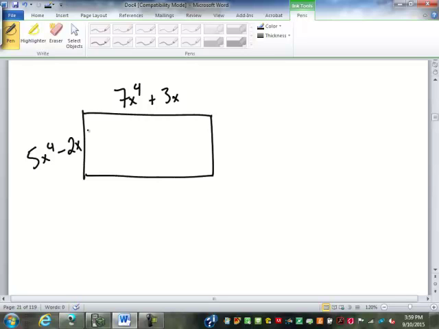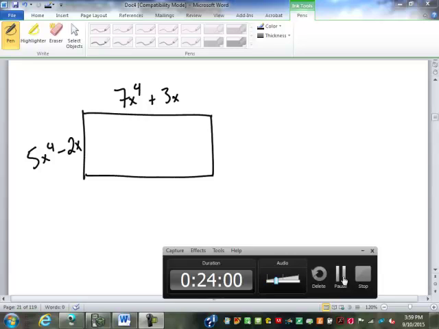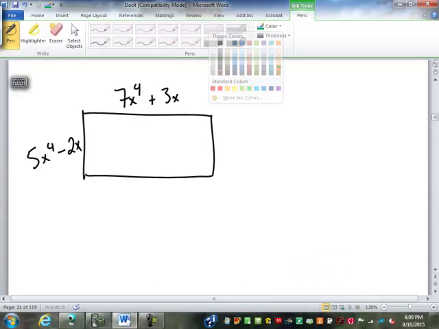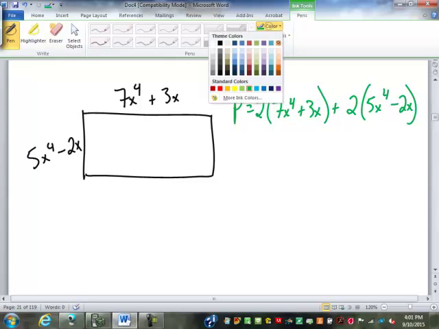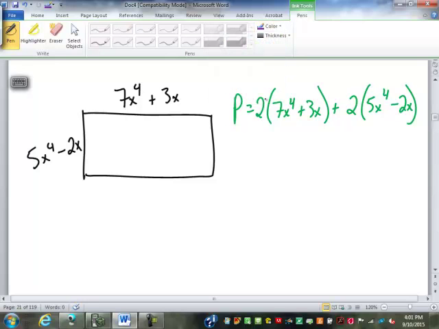Find the perimeter of that. Find an expression for the perimeter of that. So, the perimeter is going to be 2 times 7x to the 4th plus 3x, plus 2 times 5x to the 4th minus 2x. So we're going to multiply by 2.